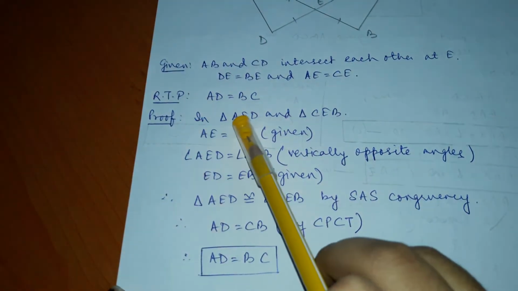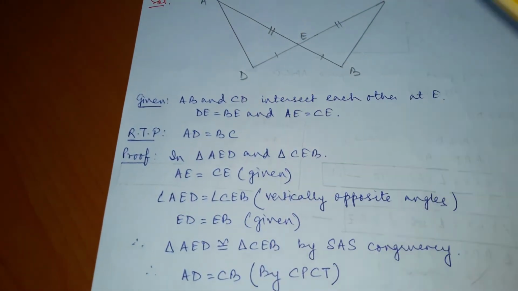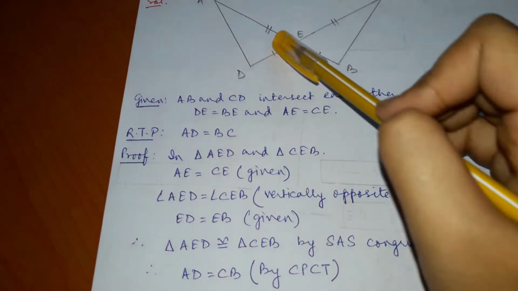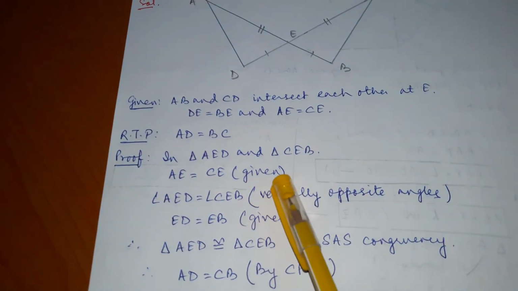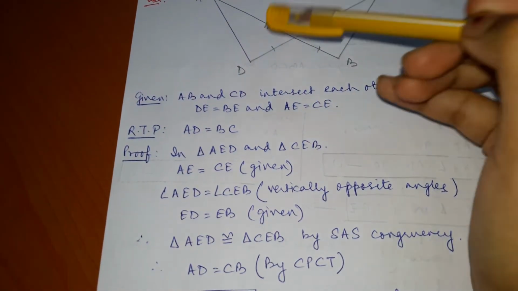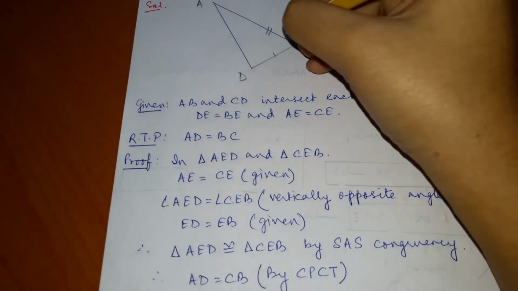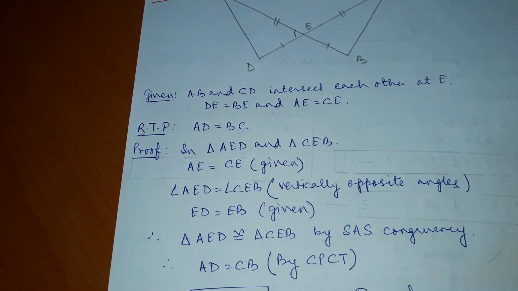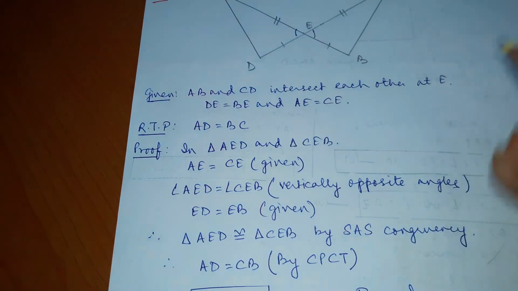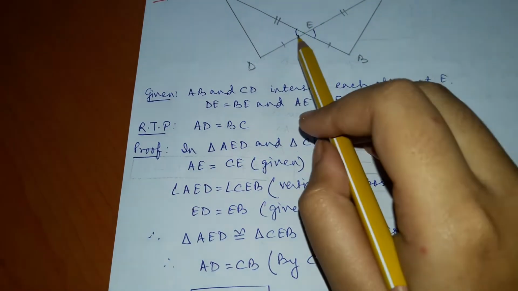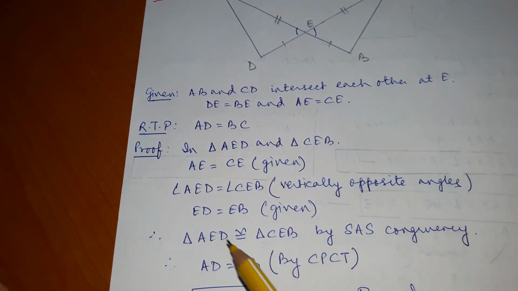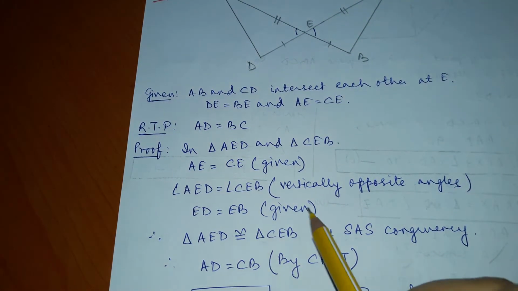See, in triangle AED and triangle CEB, what can we say? AE equals CE, that is already given. Angle AED is equal to angle CEB, vertically opposite angles, very clear. These two angles are equal because they are vertically opposite angles, and ED equals EB. This is also given.